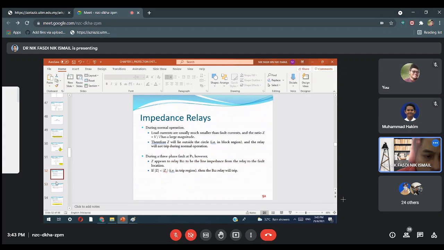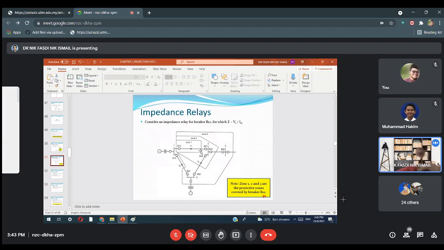Okay. Yang mana? Contoh kat sini, P1 tadi, kita back to this diagram. Okay, P1 kat sini. So kalau ikutkan P1 still lagi dalam the protection zone of B12, so dia akan trip. So what happens kalau P3?